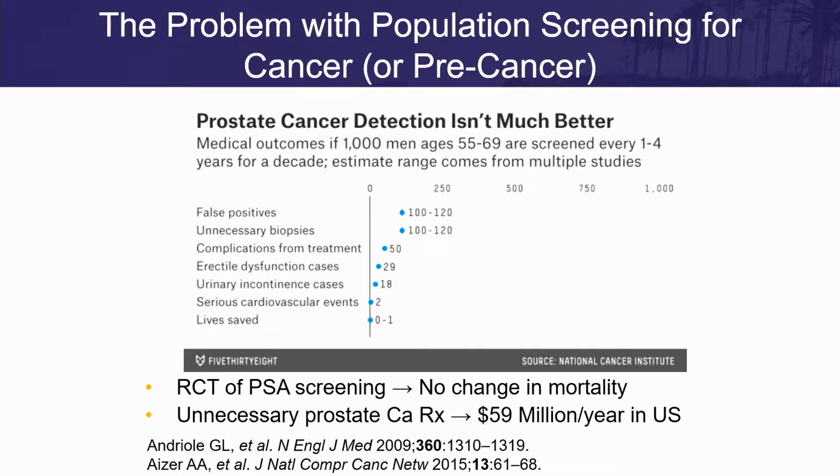But the problem with population screening for cancer or even pre-cancer is that we don't necessarily have a lot of success. What we have is a lot of false positives. And in a large RCT, and this is the example from prostate cancer, no change in mortality from PSA screening. And the total spending on unnecessary prostate cancer treatment is estimated at $59 million a year in the US. So the question is, yes, we can screen, yes, we can test people, but are we actually changing lives or just spending a lot more money?